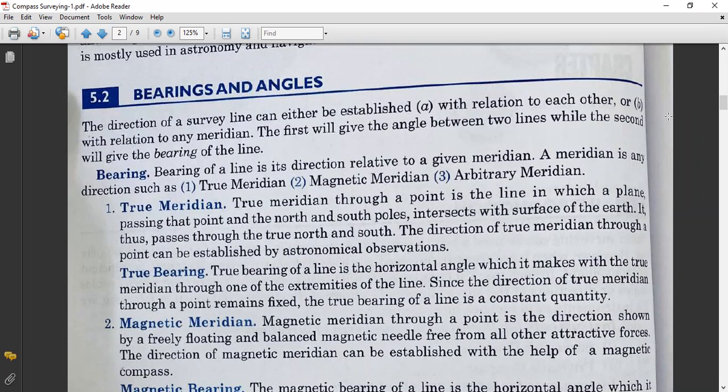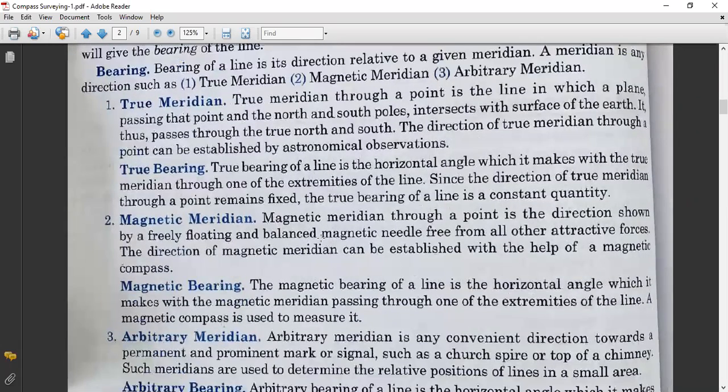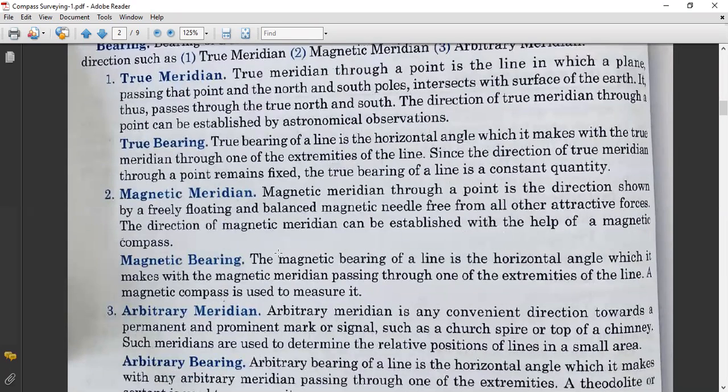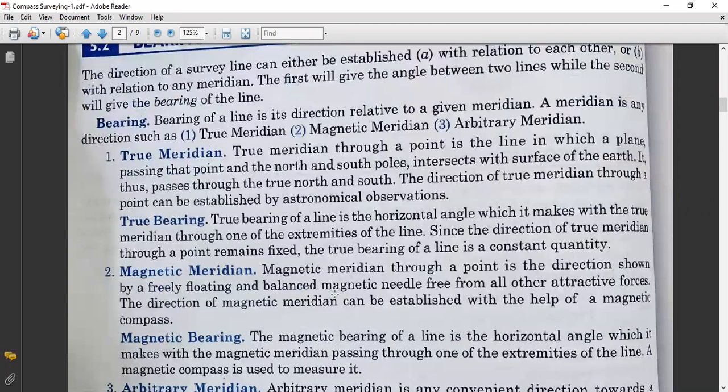Okay, so the bearing of a line is its direction relative to any meridian. A meridian is any direction such as the true meridian, the magnetic meridian, or an arbitrary meridian. If you measure the bearing with respect to the true meridian, it is called the true bearing. If you measure it with respect to the magnetic meridian, it is called the magnetic bearing. If you measure it with respect to an arbitrary meridian, it is called the arbitrary bearing. Here in compass surveying, we will be measuring all the bearings of the survey lines in terms of the magnetic meridian. So we will study the definitions first.